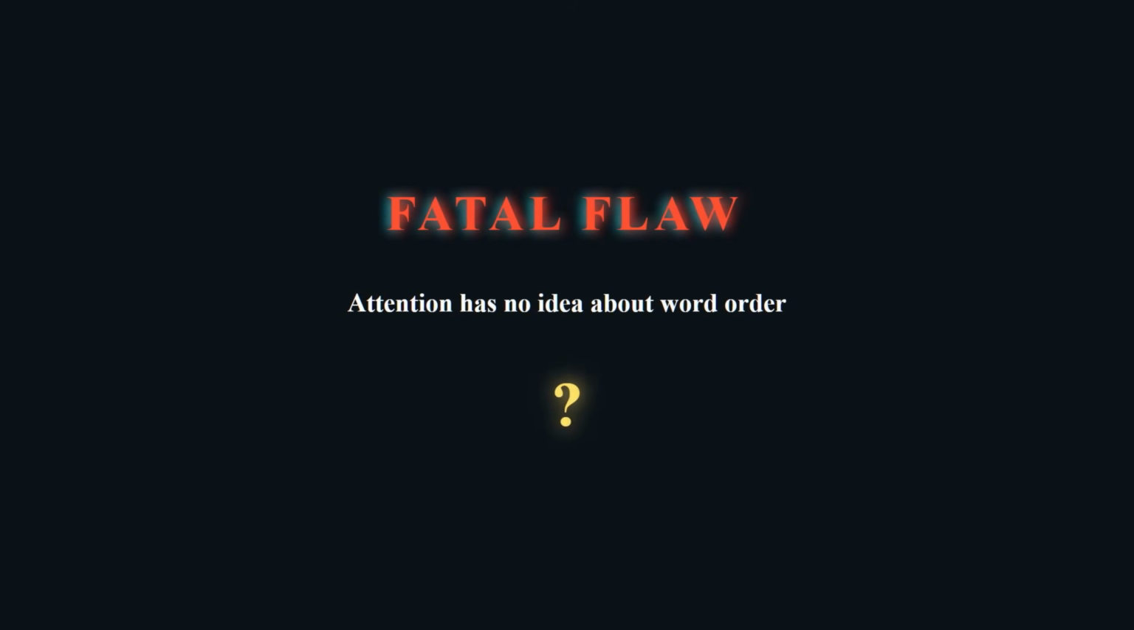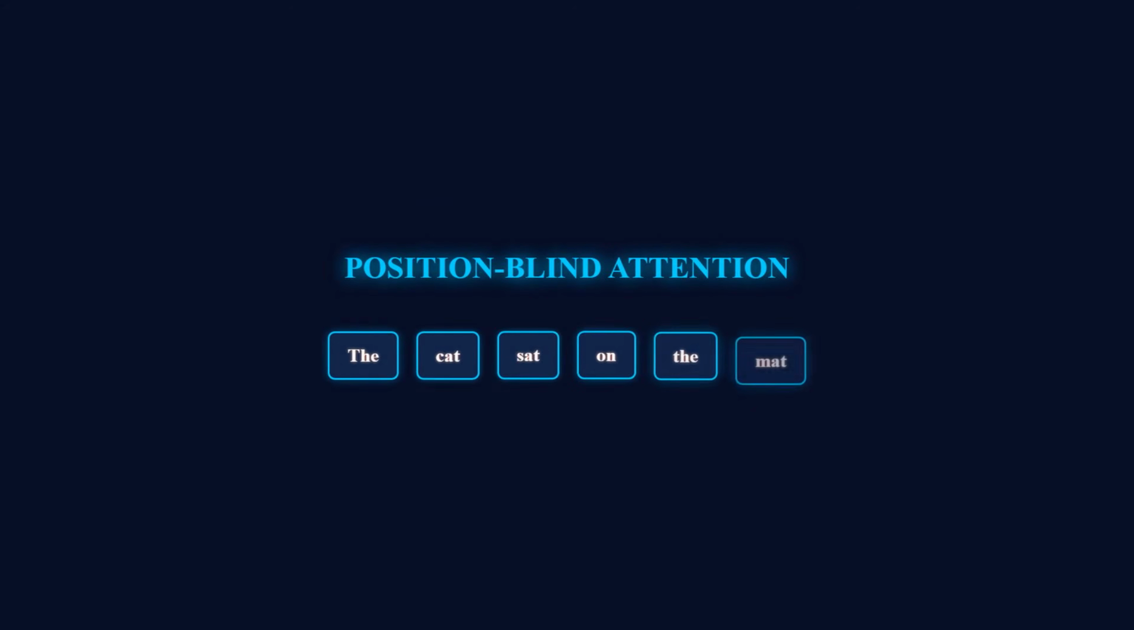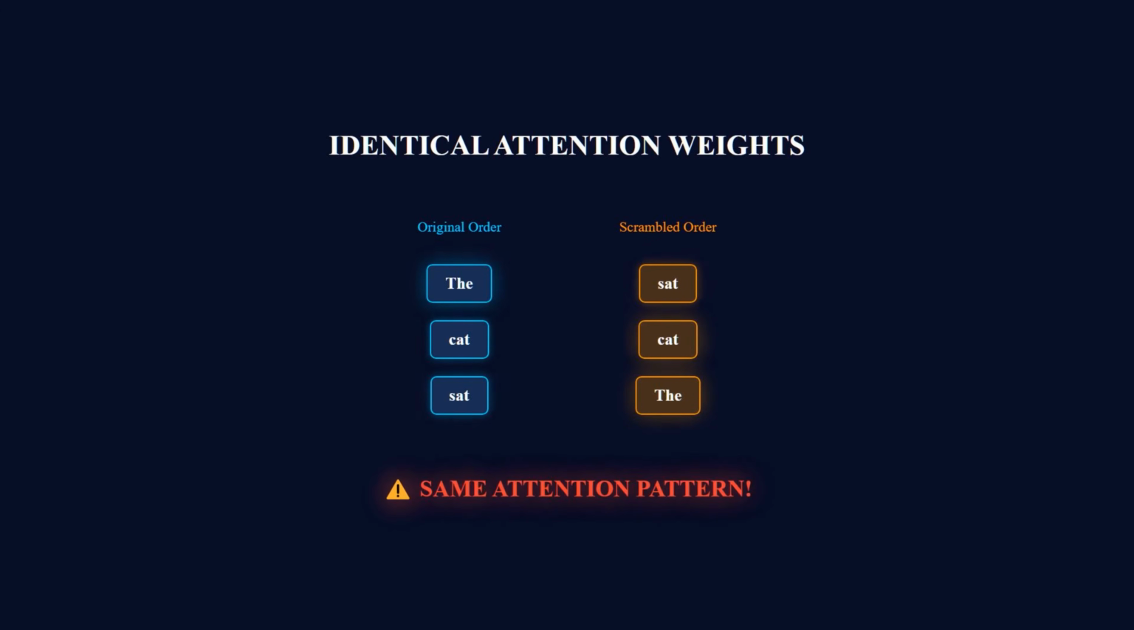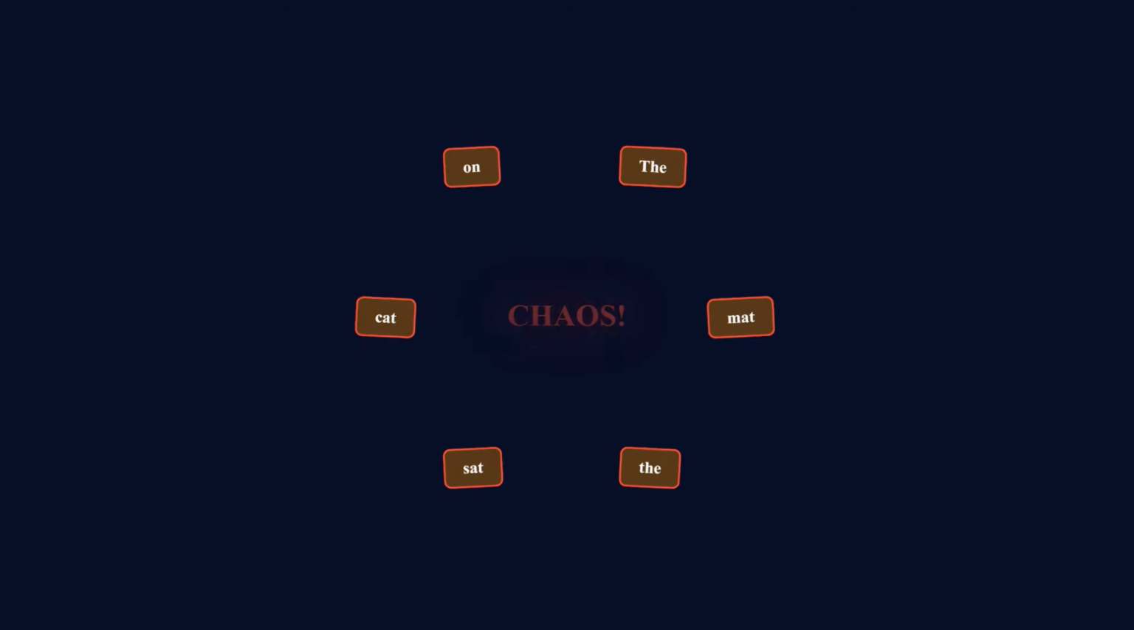But there's one critical piece missing from our attention mechanism. Without it, attention has a fatal flaw. It has no idea about word order. Here's something surprising. Attention is completely position blind. The sentence, "The cat sat on the mat," produces the exact same attention as "Mat the on sat cat the." Completely scrambled, same result. Attention treats input like a bag of words, not a sequence.